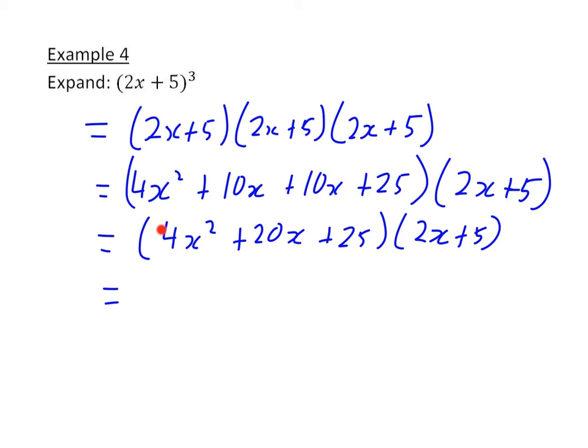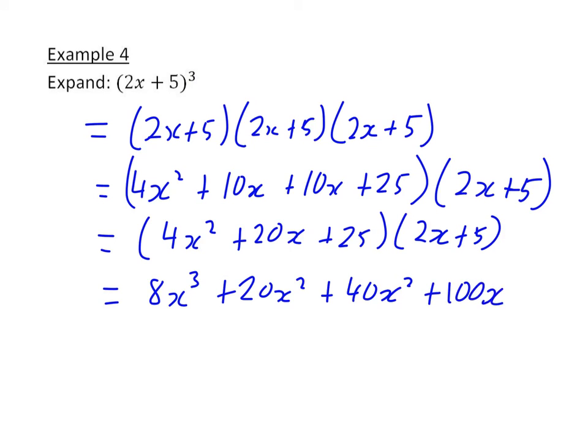So take the 4x squared and multiply it by each term in the second bracket. Then take the 20x and multiply it by each term in the second bracket, and the same with the 25. So 4x squared times 2x is 8x cubed. 4x squared times 5 is 20x squared. Now the 20x times 2x is 40x squared. 20x times 5 is 100x. 25 times 2x is 50x. And 25 times 5 is 125.